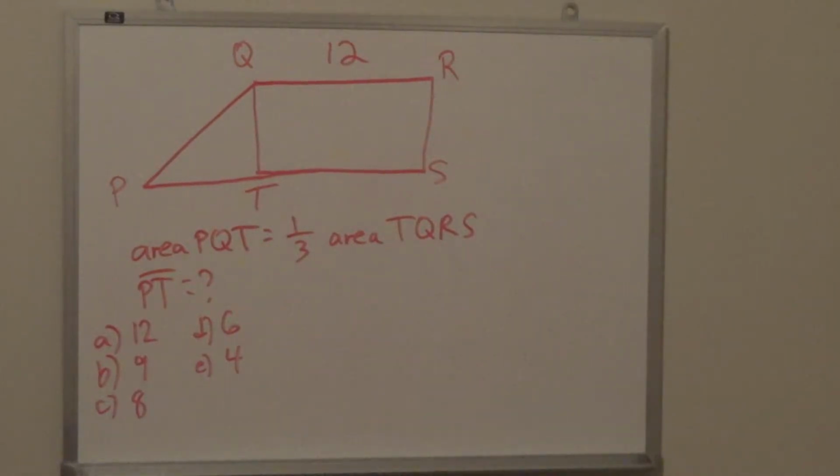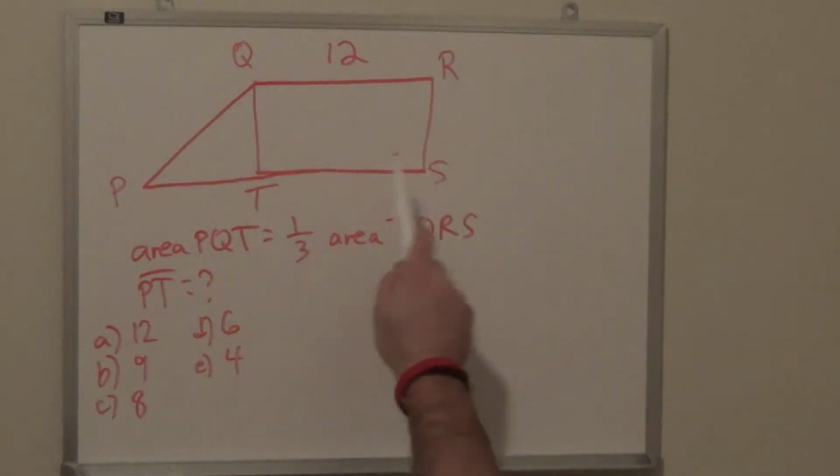Okay, we're back here again. We'll do a little geometry. And let's see what we have here. We've got a rectangle, or at least it is a rectangle. I'm just going to tell you it's a rectangle there.